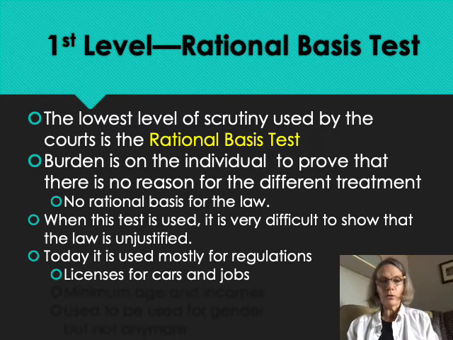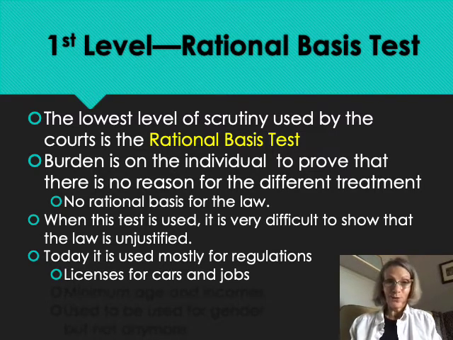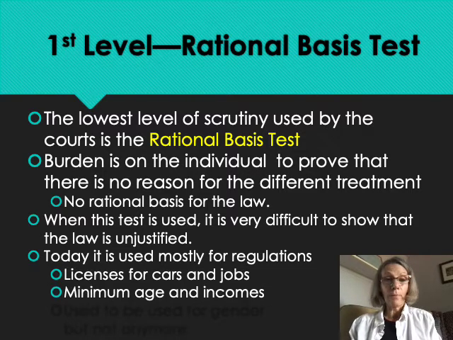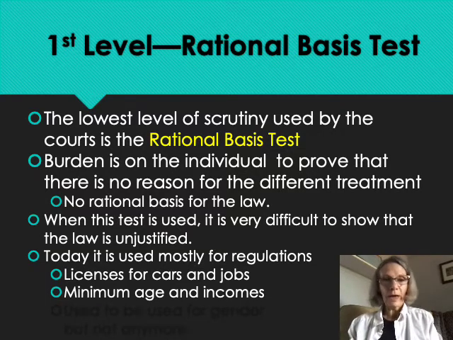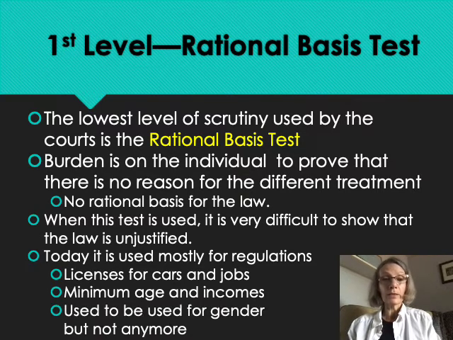Today, it's mostly used for regulations, some of the things we were talking about on the last slides, like licensures for cars and jobs. When the rational basis test is used, all the state needs to show is that there's a rational reason for making people have licenses. When you differentiate by age, saying there's a minimum age to drive a car or to purchase tobacco or to buy a firearm, the rational basis test will be used. Same when it comes to income and income qualifications.